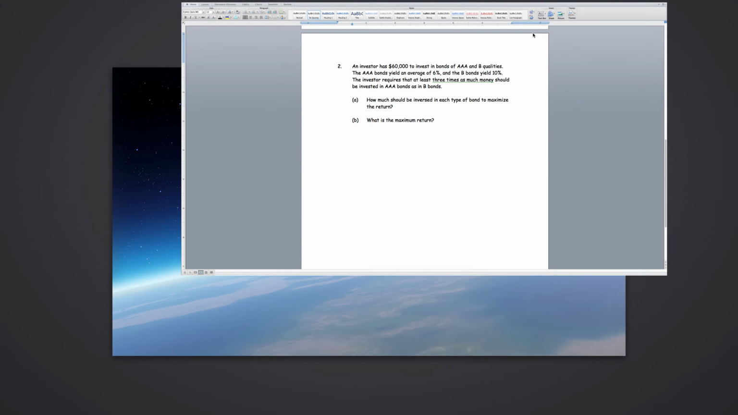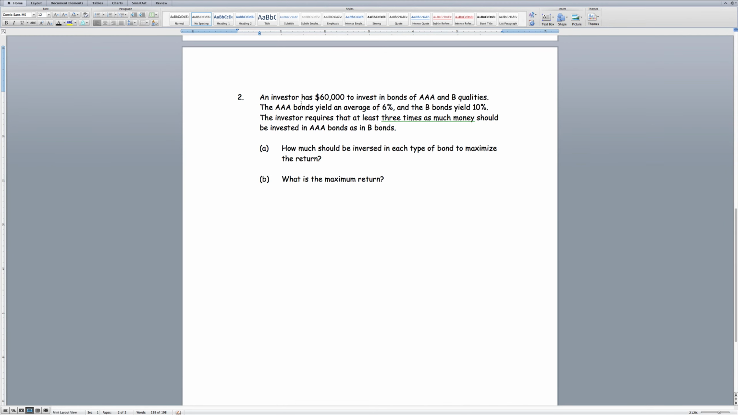All right, so now we've got to get into our constraints. Well, first thing, it says the investor has $60,000 to invest. Doesn't mean he has to invest all of it, or she. So how much should he or she invest? Well, it's got to add up to less than or equal to $60,000. So one constraint's really simple.